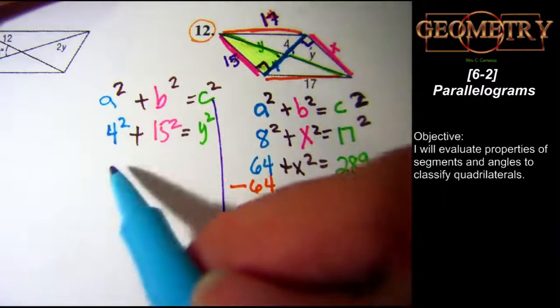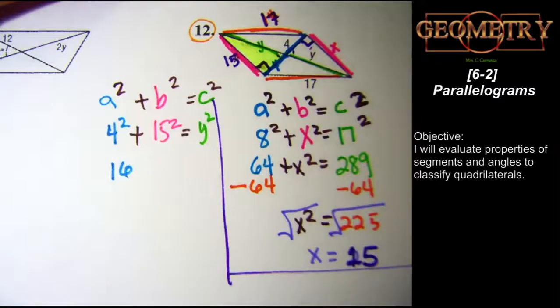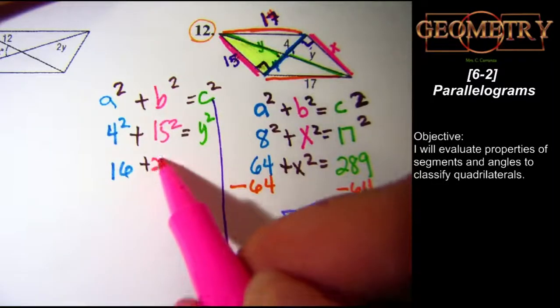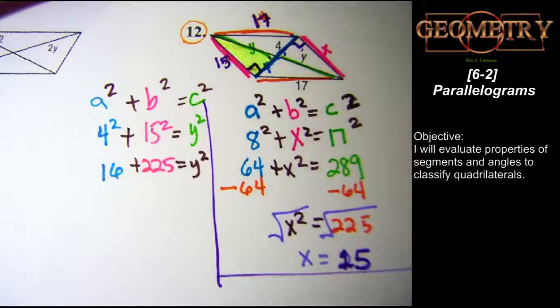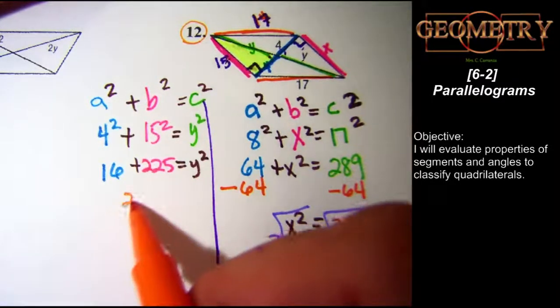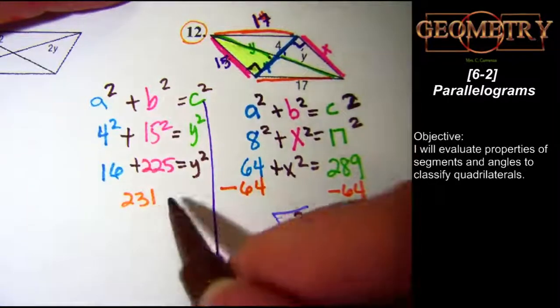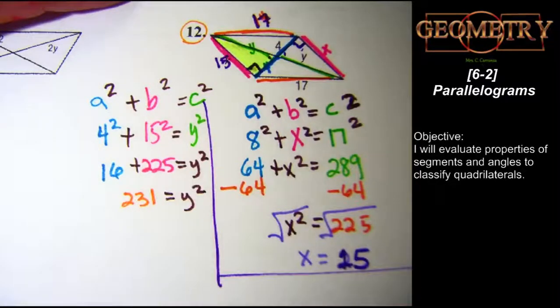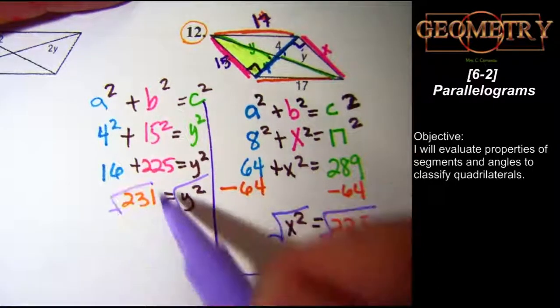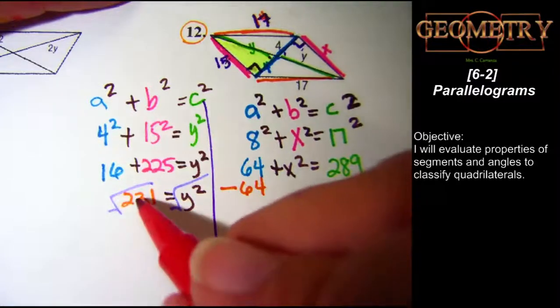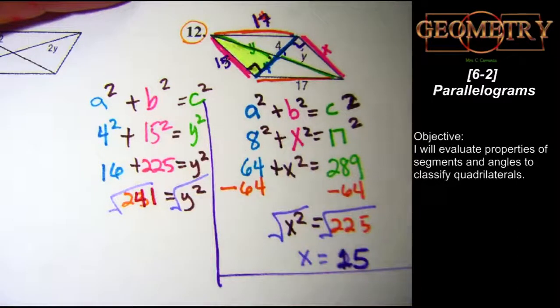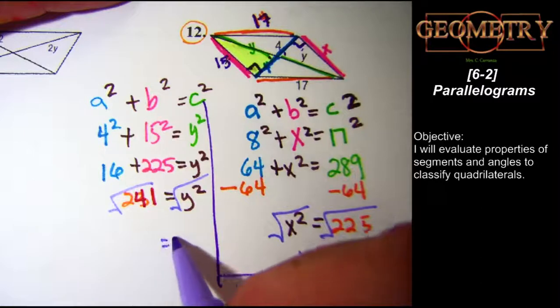Okay, so 4 squared is 16. 15 squared I already had. It was right here at 225. Yep. And then Y squared I'm leaving alone. 16 plus 225 is... 31. Thank you. And the square root of 231. Oh, it's 241? Okay, square root of 241.